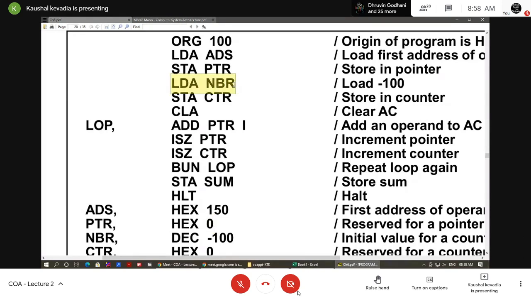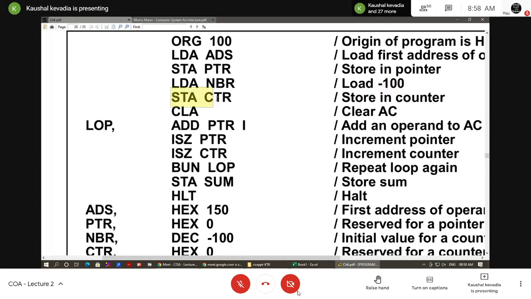So I load the NBR. In NBR there is minus 100. We have an increment instruction, and if we get the zero value, we will skip the next instruction. That kind of instruction we have. That's why we are taking minus 100. Okay, now we are counting toward 0. We are counting from minus 100 to 0, so by default our 100 counts are completed.